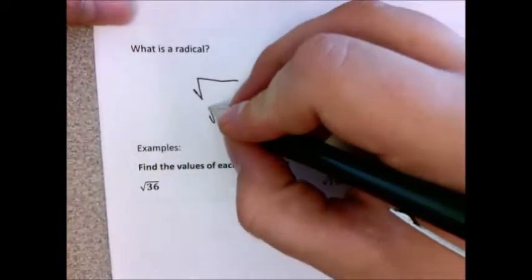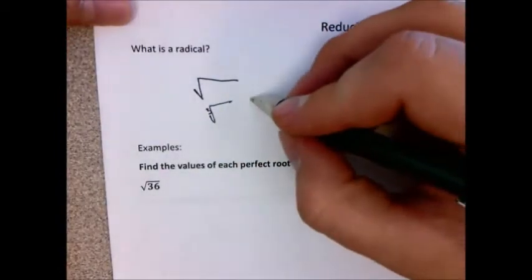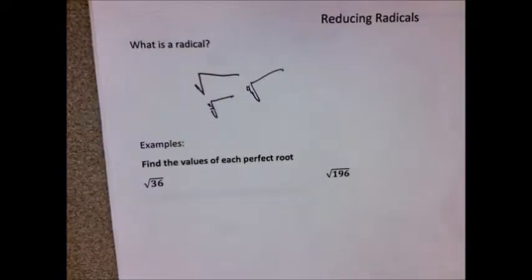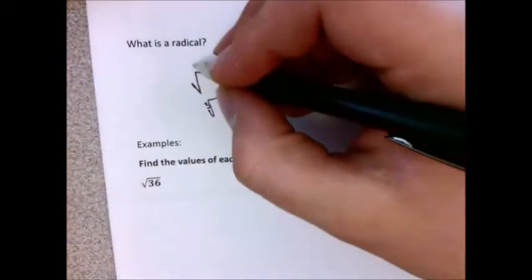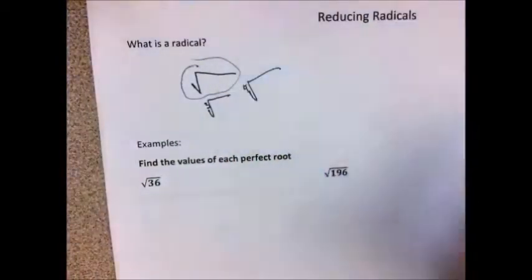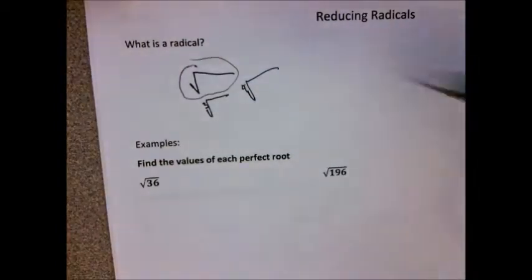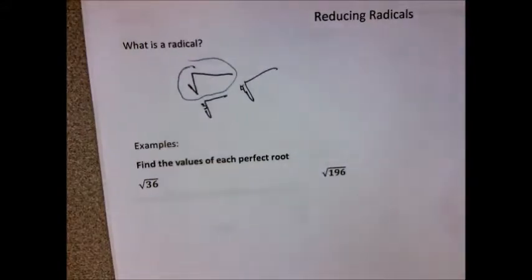It would look something like this. Or a fourth root, which would look something like this. Or a fifth root, so on and so forth. The number is in the same place. But we're going to be dealing with these right here. So what is a radical? It is a square root. You can write that down, just make a picture of that, whatever you need. That is what a radical is.